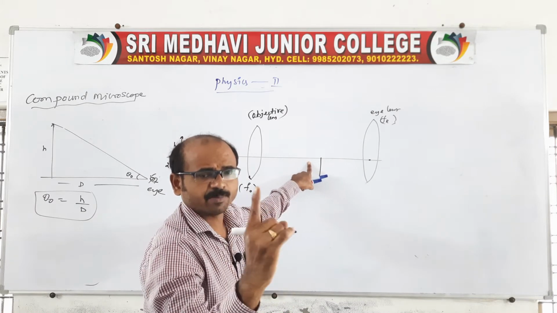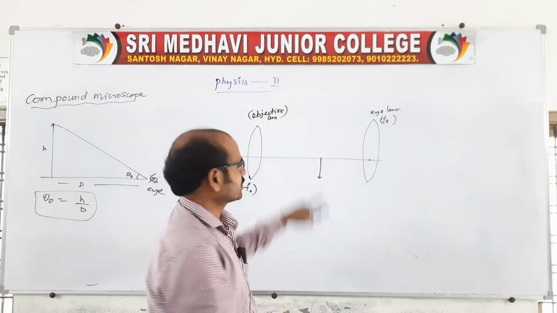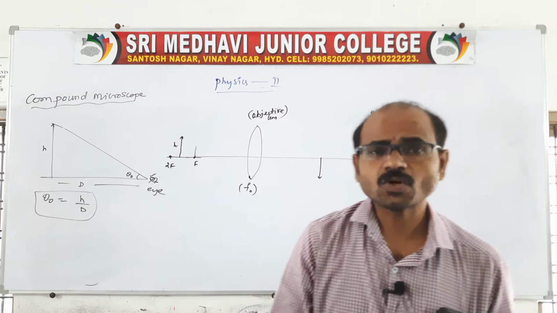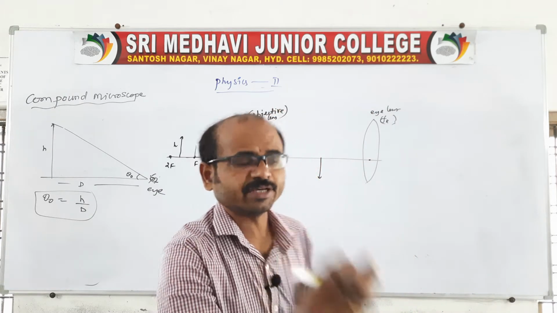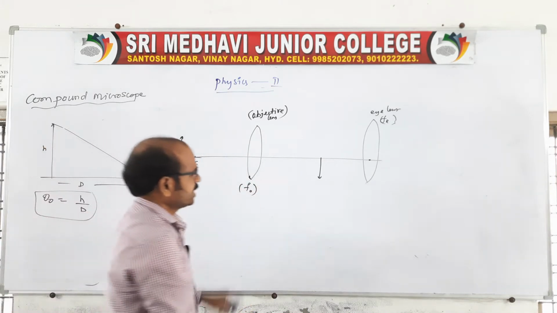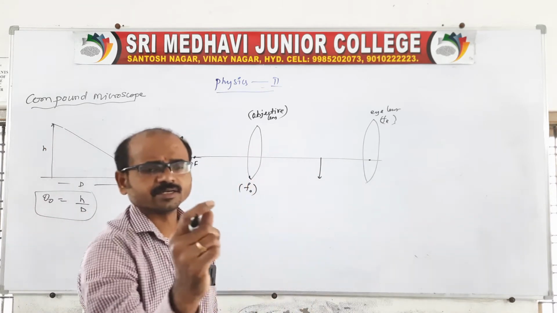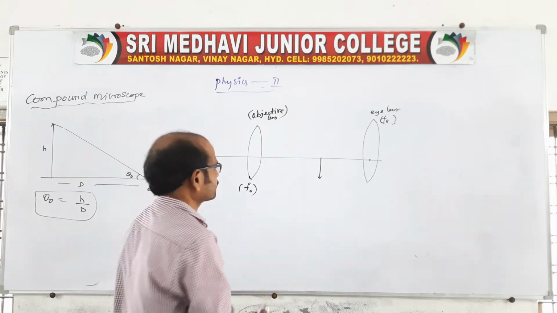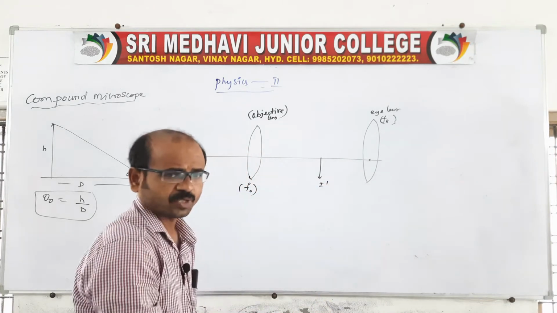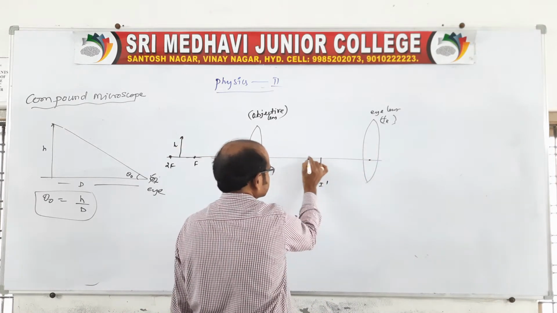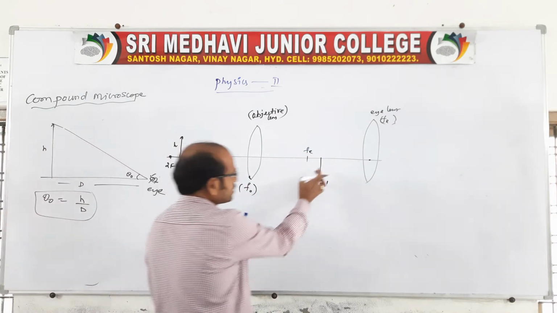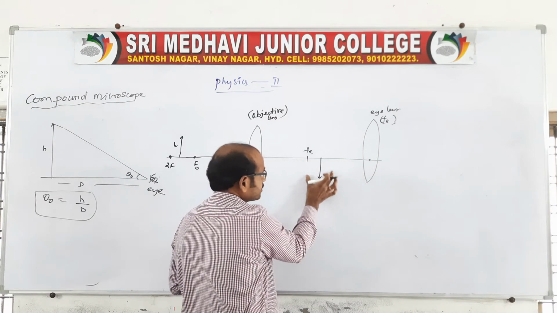The rule is that when the object is at 2f, the image is also at 2f with the same size. But it is not at 2f, it has crossed the 2f. Therefore, when the object is between f and 2f, the image will be a real, inverted and enlarged image. This enlarged image is I dash. Here the focal length of this lens is f naught.